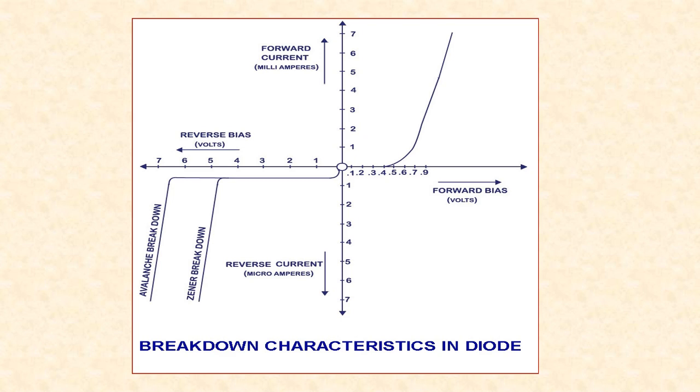This is the breakdown characteristics in a PN junction diode. During forward bias condition, there is no breakdown. During the reverse bias condition, when the applied reverse voltage exceeds certain breakdown voltage, Zener breakdown and avalanche breakdown take place. In Zener breakdown, the applied voltage is much lesser than avalanche breakdown. This is because of the thin depletion layer in which Zener breakdown occurs.